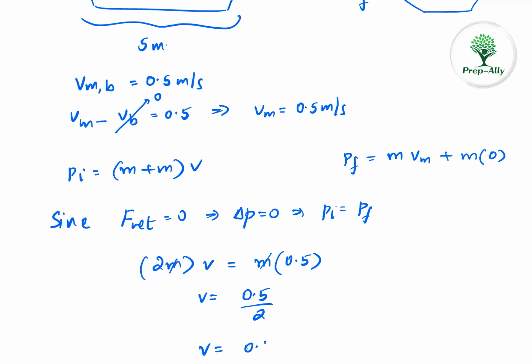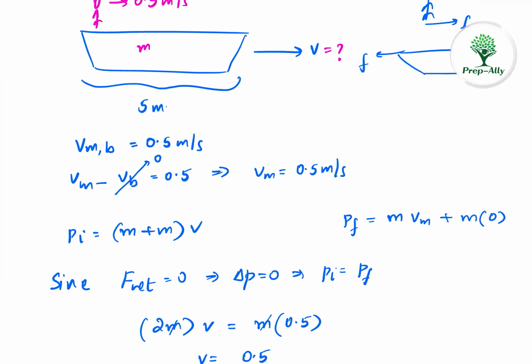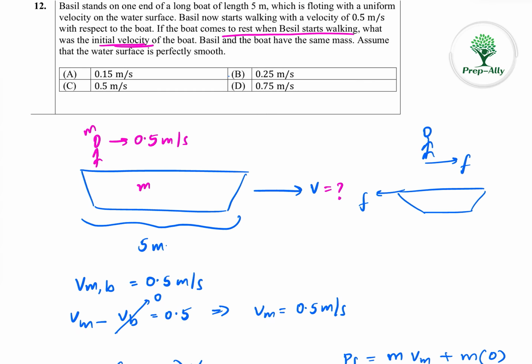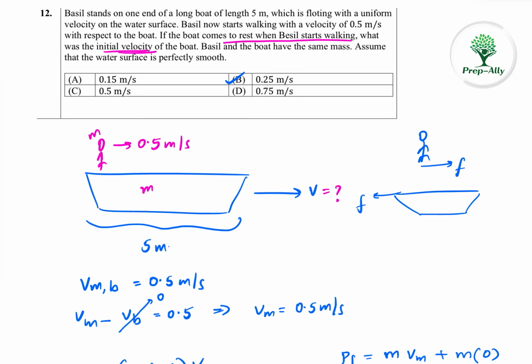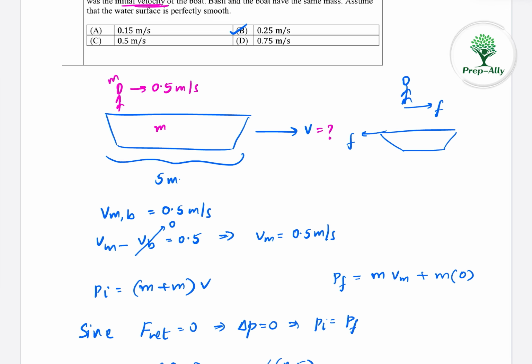V is 0.25 meter per second, which means initially the boat was moving with a velocity of 0.25 meter per second. So when this man starts walking at 0.5 meter per second with respect to the boat, the boat comes to rest. The boat comes to rest because the man is pushing the boat this way because of this friction. This friction will now bring this boat to rest.